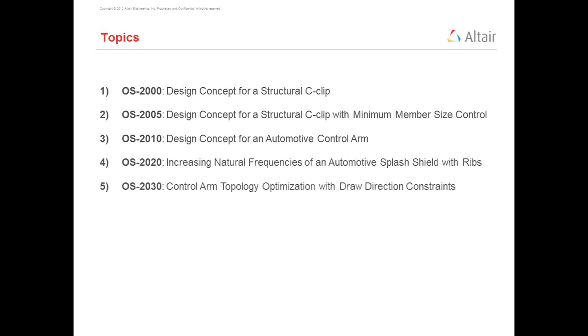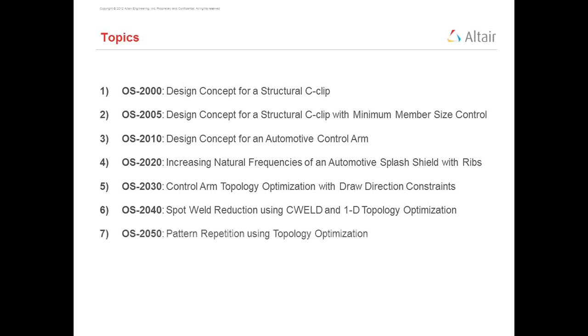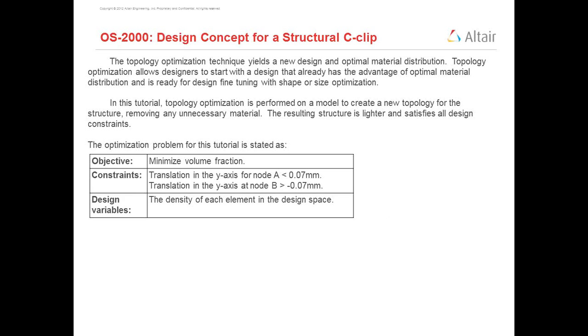So with these tutorials we will try to familiarize ourselves with the different tools or different panels available in HyperMesh to perform optimization. Then we will see the spot weld reduction using CWELD and 1D topology optimization. The last tutorial which I am going to take in this training session is pattern repetition using topology optimization. So let's start with the first, that is design concept for a structural C-clip.